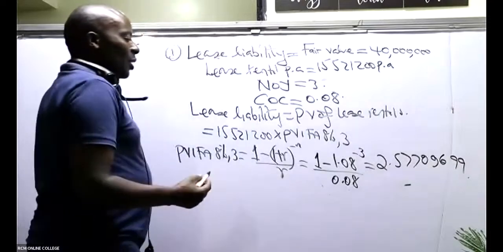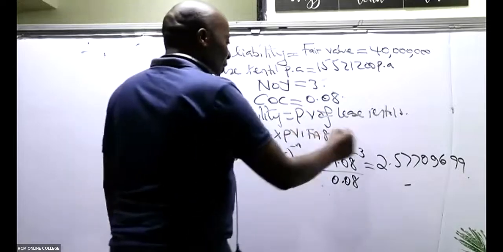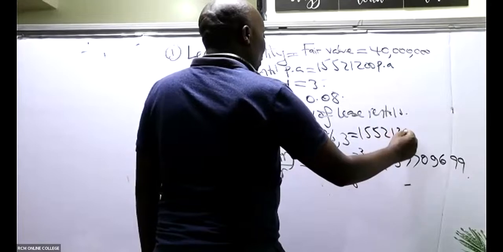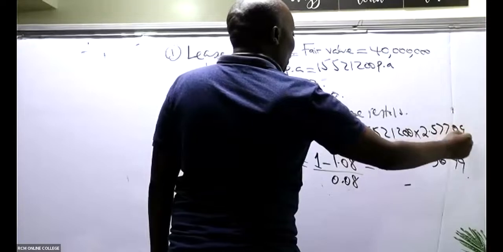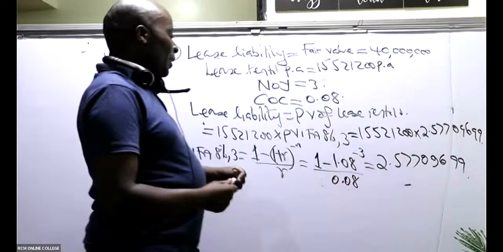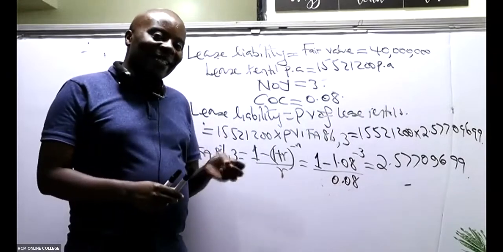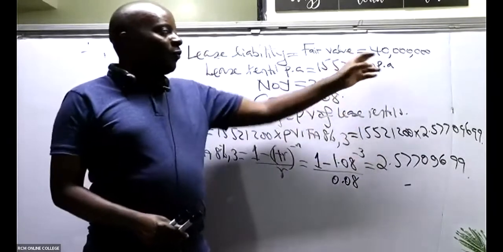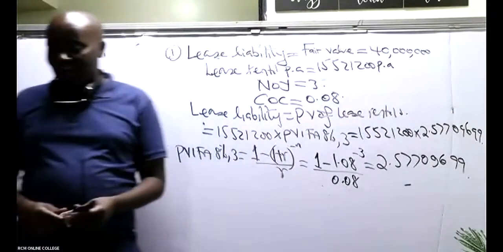Therefore, this lease liability will be the number that we have here, which is 15,521,200 times this ugly figure here, 2.57709699. Is there somebody who is able to give me the lease liability? Of course, there will be rounding off errors still. But most importantly, whatever figure we get here will be very close to this 40 million.